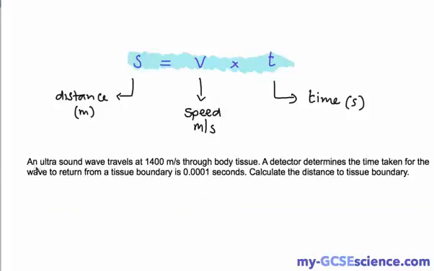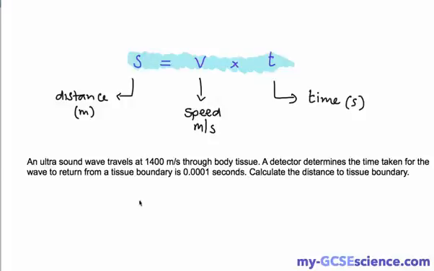So we have an ultrasound wave that travels at 1400 meters per second through body tissue. A detector determines the time taken for the wave to return from a tissue boundary is 0.0001 seconds. Calculate the distance to the tissue boundary. So this is fairly straightforward. We've got the distance equals speed times time.